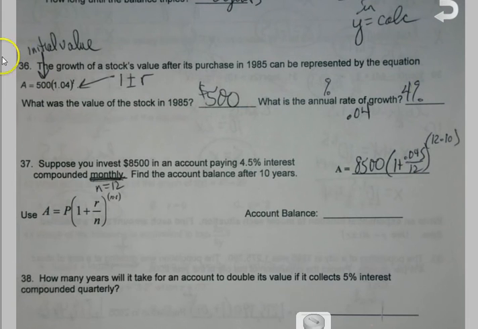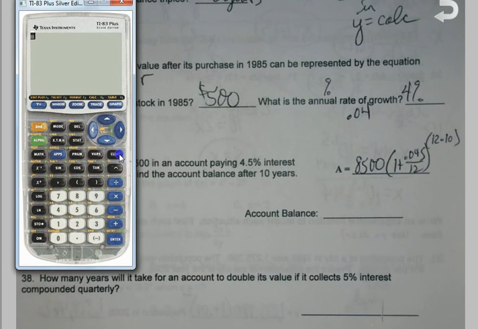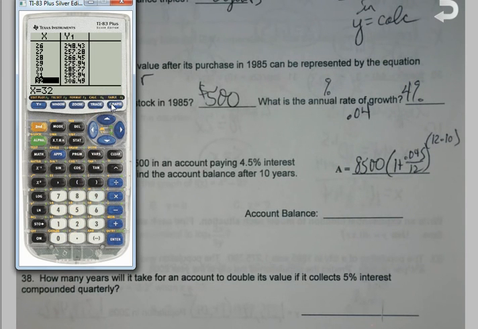Notice I have numbers for everything. I don't need to get cute. Again, I could, but who wants to do that? So I'm going to type in everything I see, just the way I see it, including the fact that I'm going to have parentheses around my exponent, 'cause if I don't, this isn't going to work. Find the account balance after 10 years.